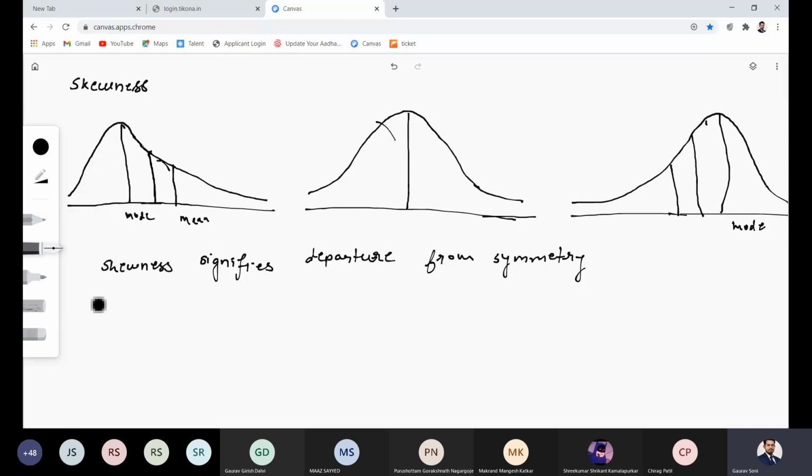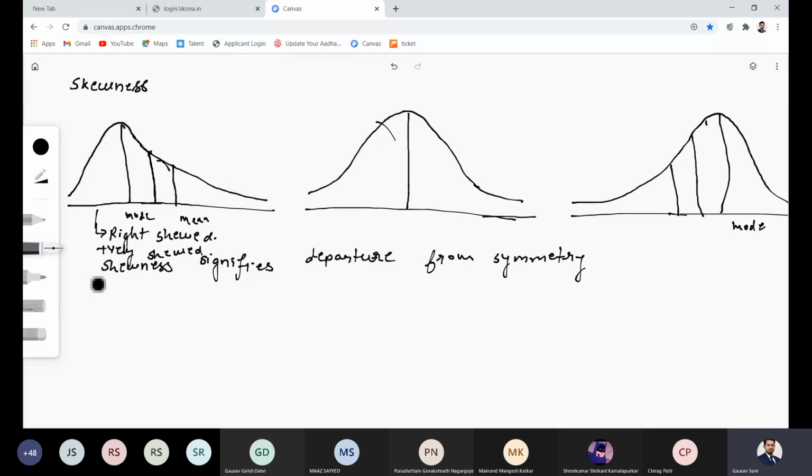So the first curve is right skewed, or we say positively skewed. So when do we say that a curve is positively skewed? Mean is on the right, mode is at the left. Okay, so if the mean turns out on the right, the curve is stretched on the right hand side.